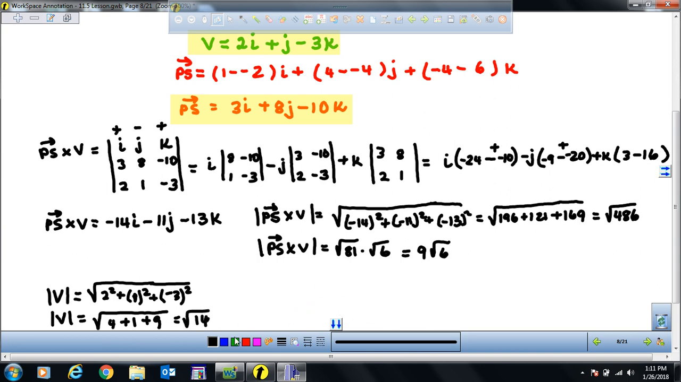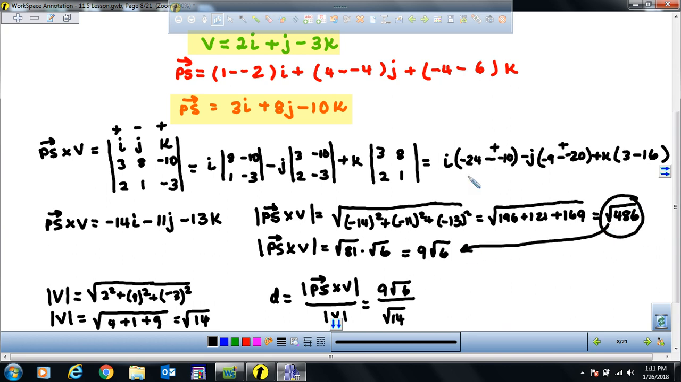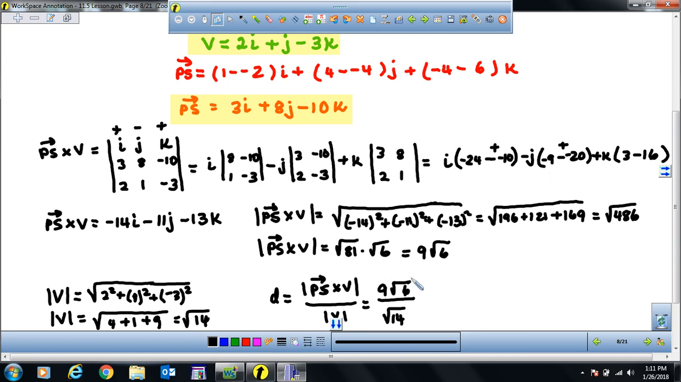Okay, so we're ready to find the distance from the point S that we had at the beginning to the line with the parametric equations that we were given. We're going to get the magnitude of the cross product of PS and V divided by the magnitude of the vector V. So the magnitude of the cross product is 9 square root of 6 divided by the square root of 14. One thing is that since we were going to divide them, I think I didn't actually have to simplify this. Okay, but it's fine.